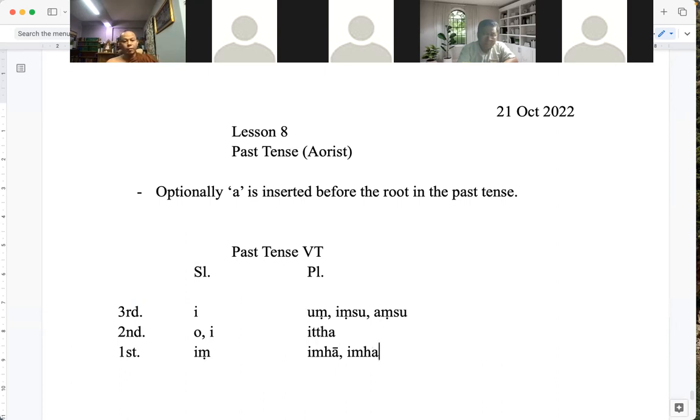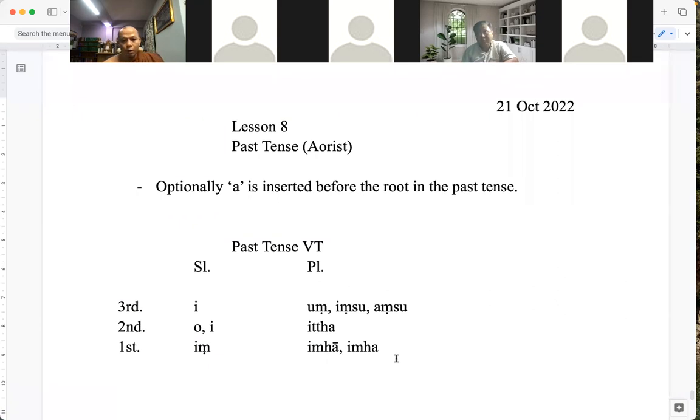So the past tense verb terminations. Third person singular is ī, plural is ū, iṃsu, aṃsu. The second person singular is o or ā, where o is rare and ā is very common. And ttha. Then iṃ, imhā, amhā. So ī, ū, iṃsu, aṃsu, or ī, ttha, iṃ, imhā, amhā.